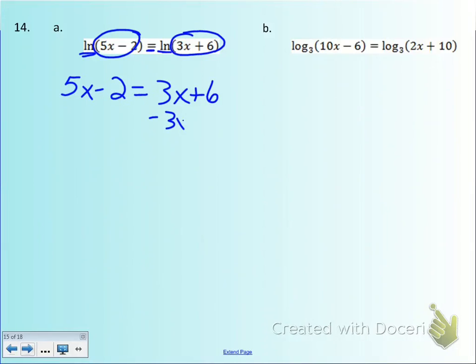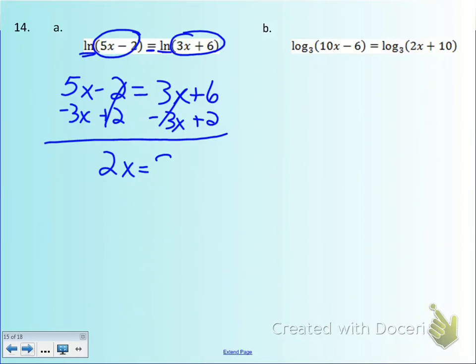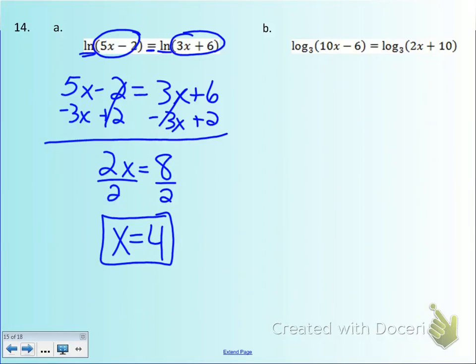So we're going to subtract 3x from both sides, add 2 to both sides. So we end up with 2x equals 8. Divide both sides by 2, and x equals 4. Oh, I should probably not have boxed it up because I do need to go and check my work. I forgot to be a good role model there and check it first.